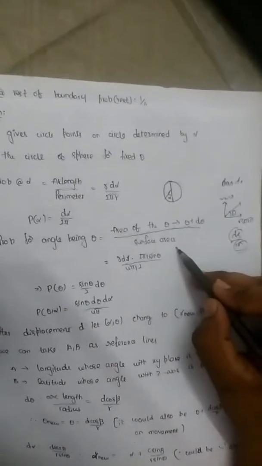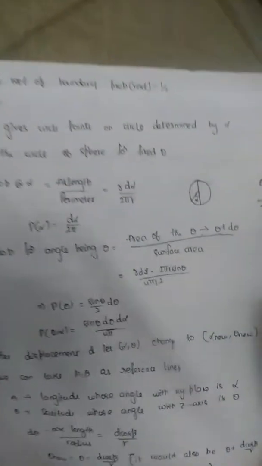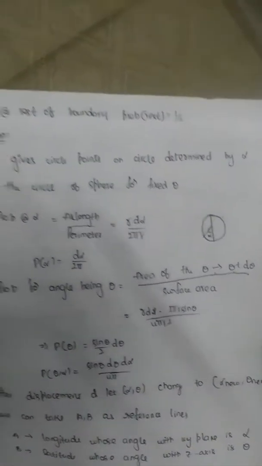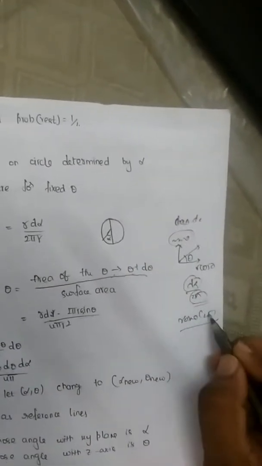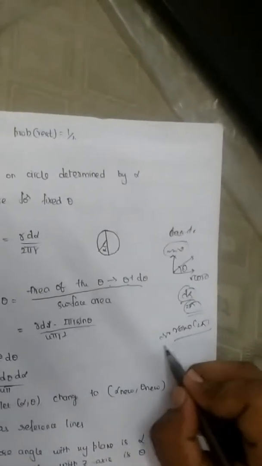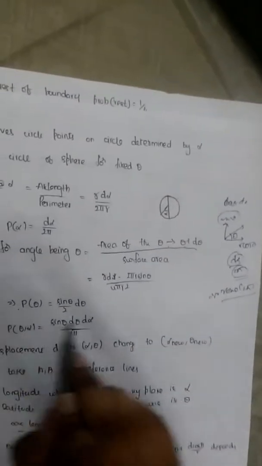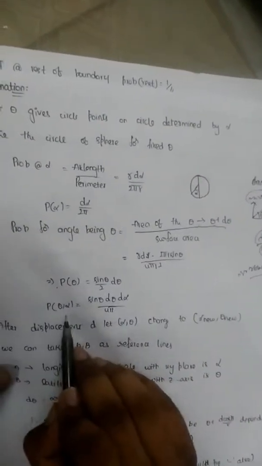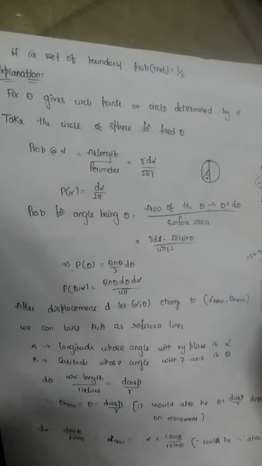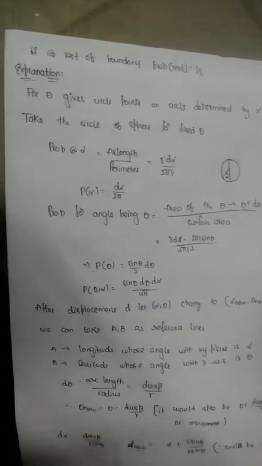Area of theta from theta to d theta is the surface area r d theta into 2 pi r sin theta, because the radius of the circle made by this is r sin theta, into 2 pi. So total is 2 pi r sin theta into r d theta by 4 pi r square, the total surface area. P of theta is equal to sin theta by 2 d theta. P of theta, alpha is equal to sin theta d theta into d alpha by 4 pi.